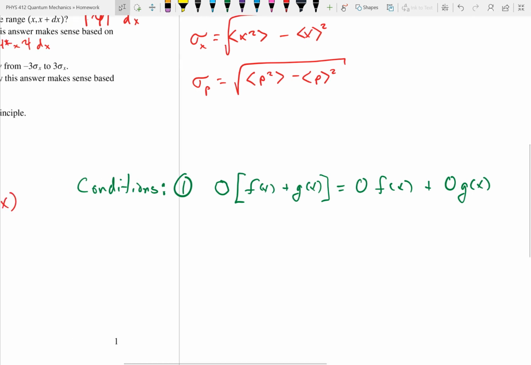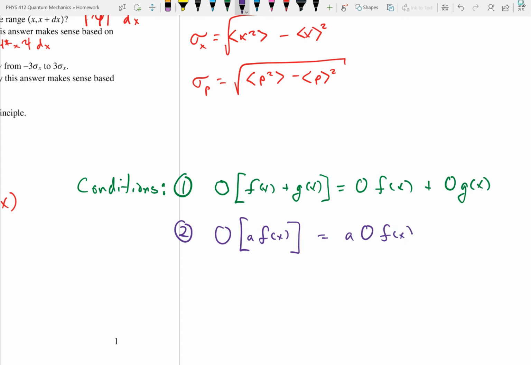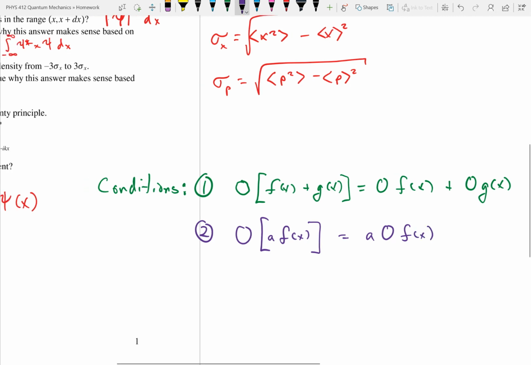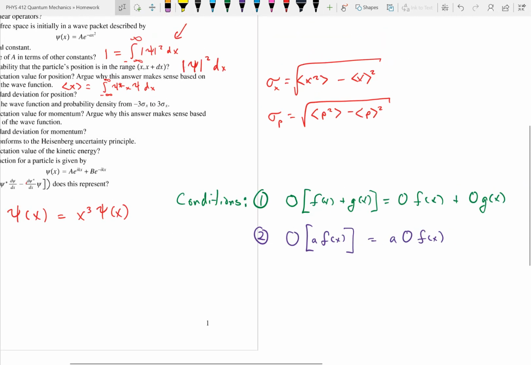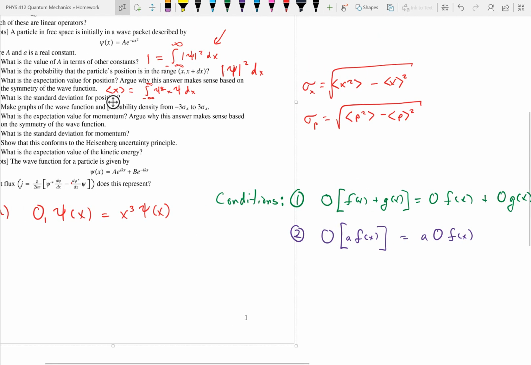And then the second one is, I forget if A is on the outside or inside on the left side. Well, it's on the inside on one and on the outside on the other. So, A of f of x equals O A or A O of f of x. Okay, so let's just do those tests on the first one.